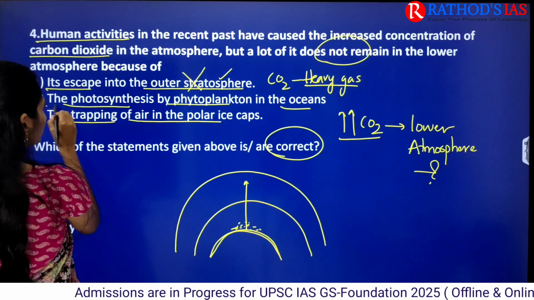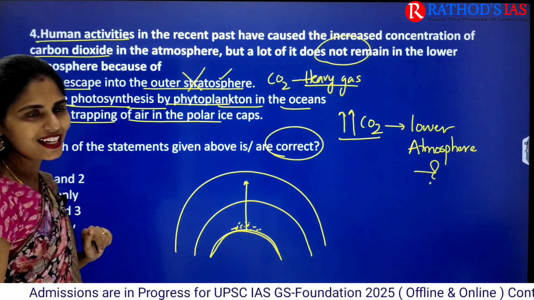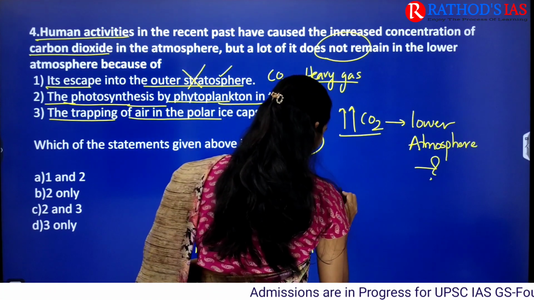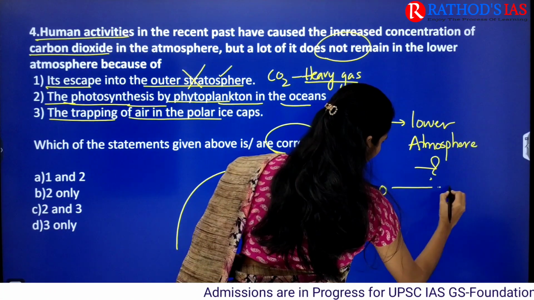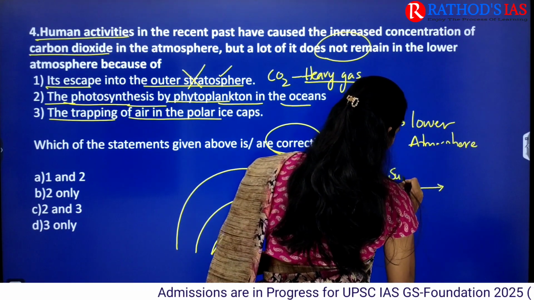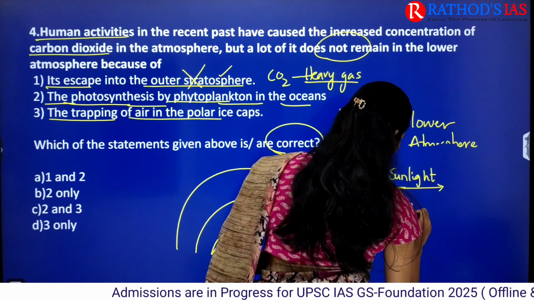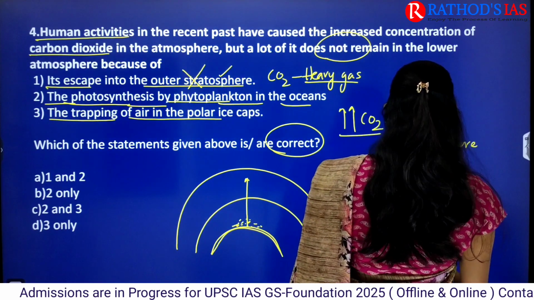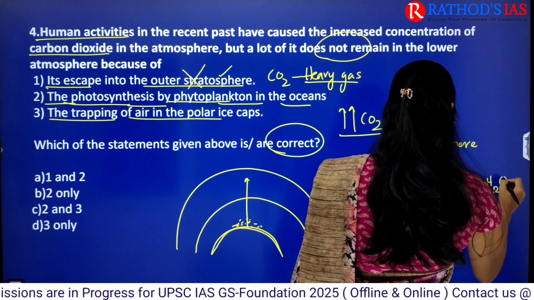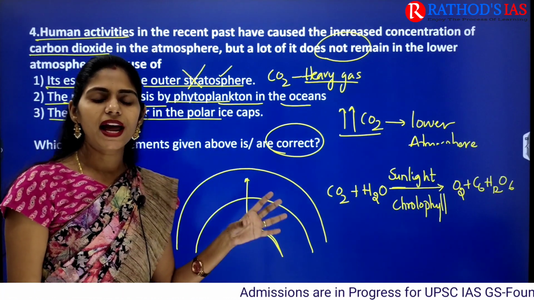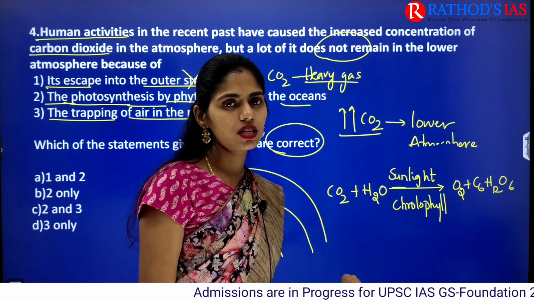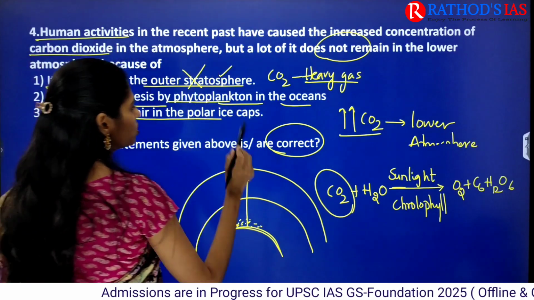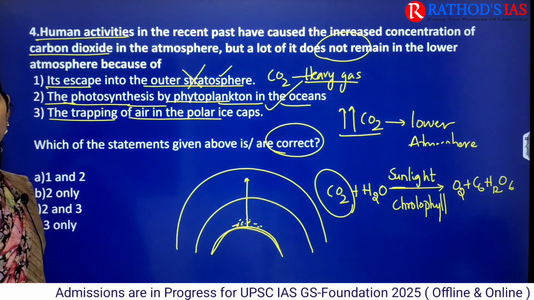The second statement is the photosynthesis by phytoplankton in the oceans. If you know the basic equation of photosynthesis, plants utilize carbon dioxide plus water in the presence of sunlight and chlorophyll. It converts into oxygen plus C6H12O6. That means it prepares its own food. So plants prepare food by this process called photosynthesis, and for this they use carbon dioxide. Yes, photosynthesis by phytoplankton in the oceans uses this carbon dioxide. This statement is absolutely correct.